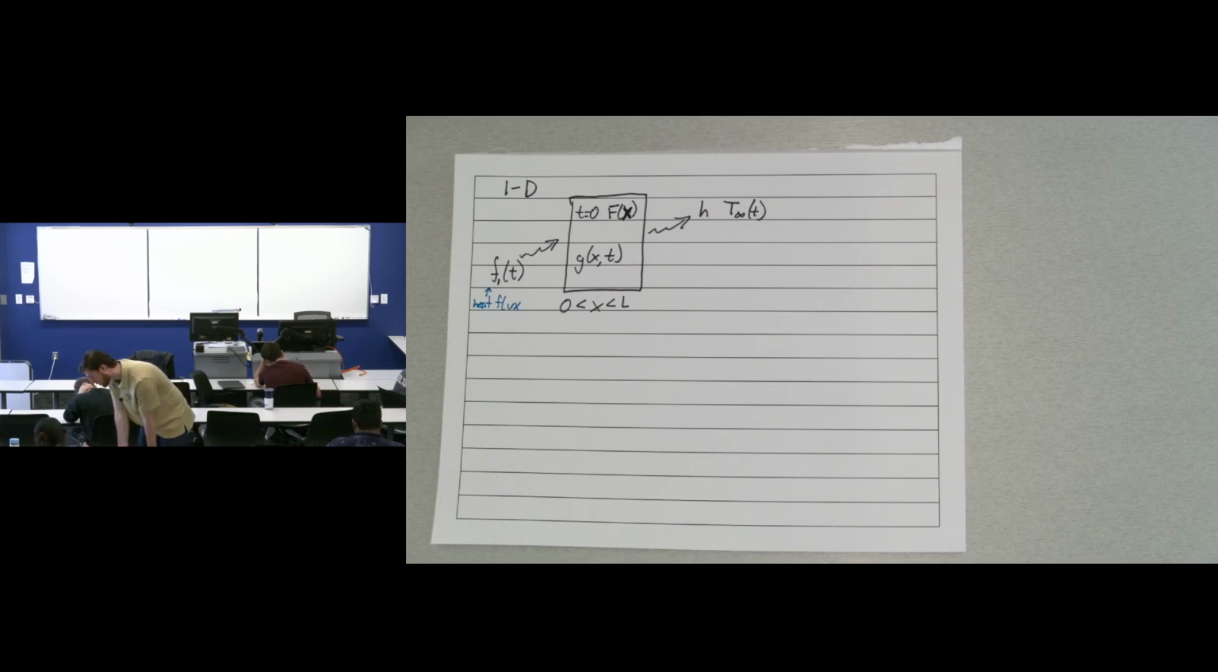No. Phi is just what we're using to solve for G. Because we're going to set it up as a homogeneous problem in order to get G. That makes sense? Okay.